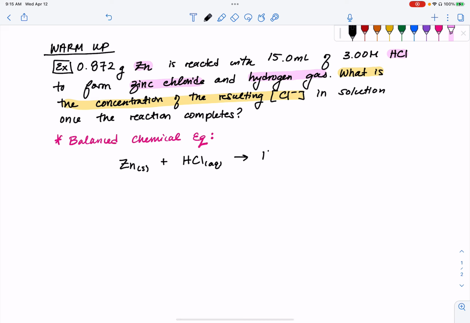Hydrogen gas, that is one of our homonuclear diatomic elements, so H2. And then zinc is one of our transition metals that has a fixed charge state. Zinc is always the +2 cation. Chloride is the -1 anion. So if I am going to make zinc chloride, I need 1 zinc and 2 chlorines. And this is an aqueous solution.